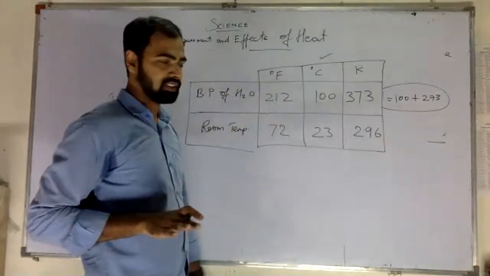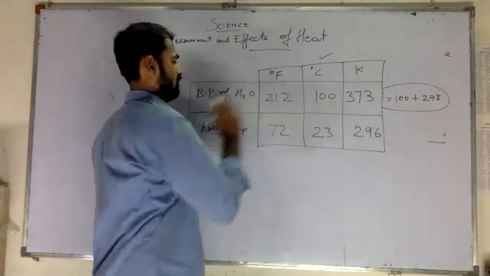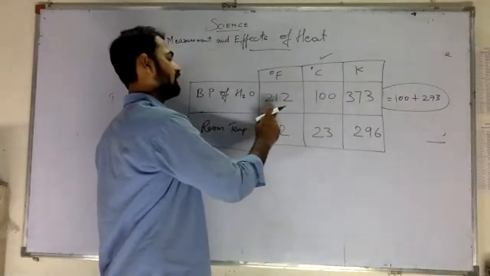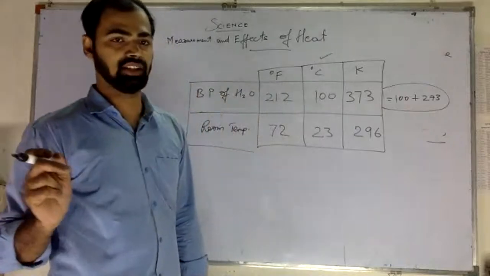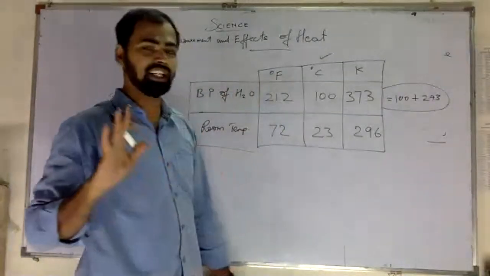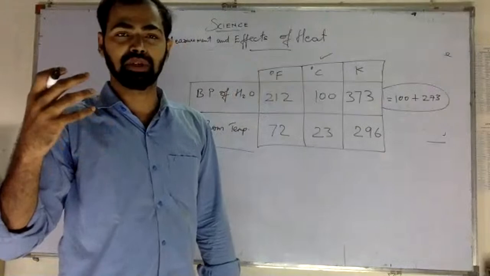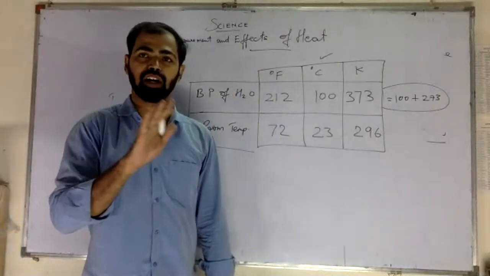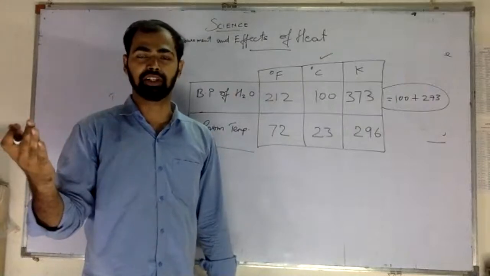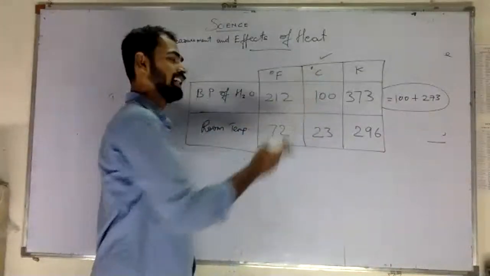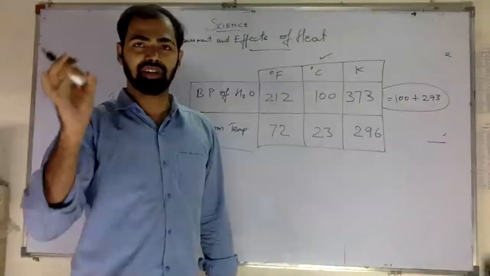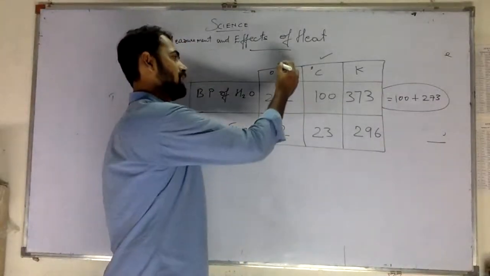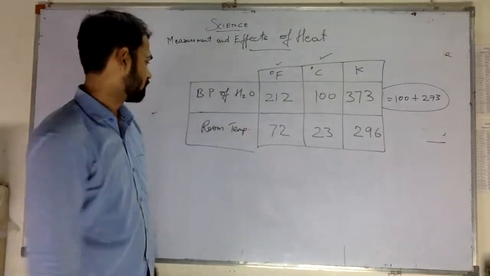Now in Fahrenheit, it is 212. So 100 degrees Celsius is the same as 212 degrees Fahrenheit. Fahrenheit is what we generally use when we measure temperature, like when we have a fever. Have you seen 101 or 103 temperature with fever? It is not with respect to Celsius, it is with respect to Fahrenheit. 103 or 104 degrees is always with respect to Fahrenheit.